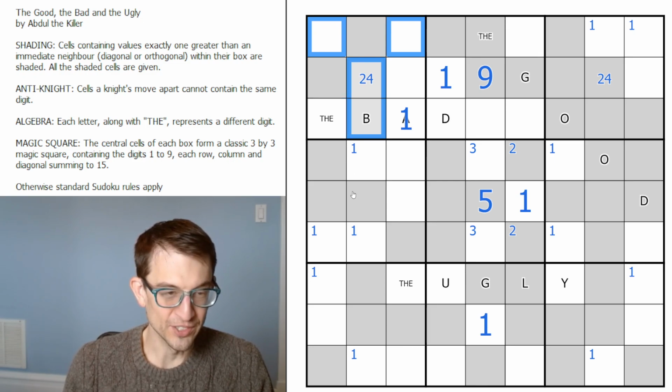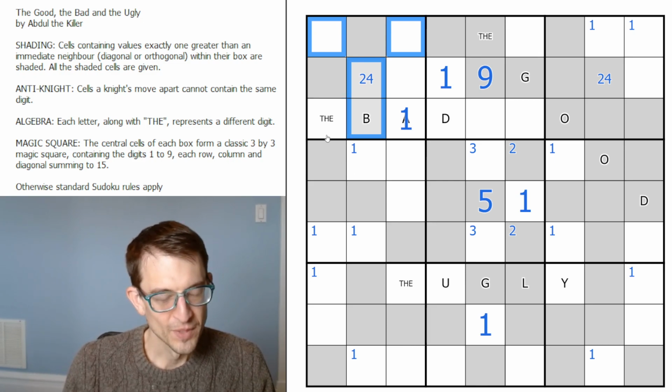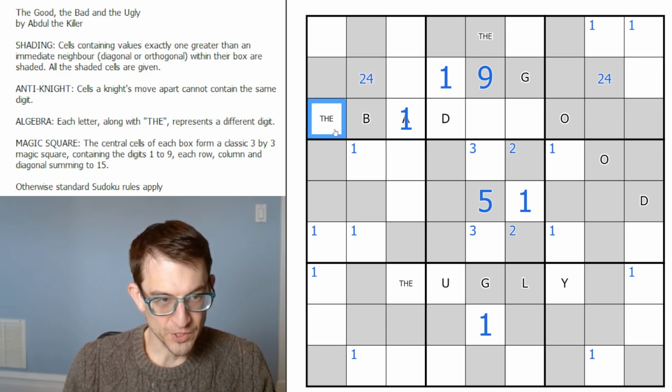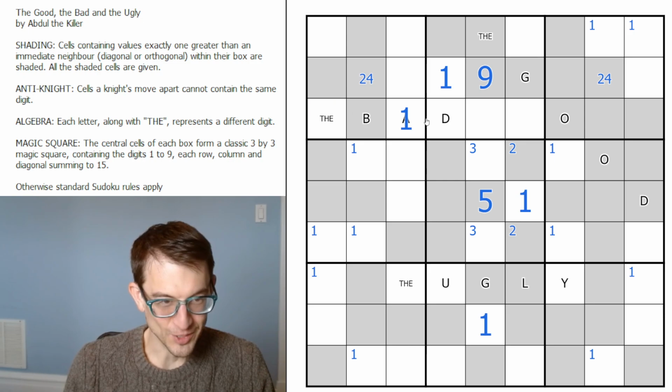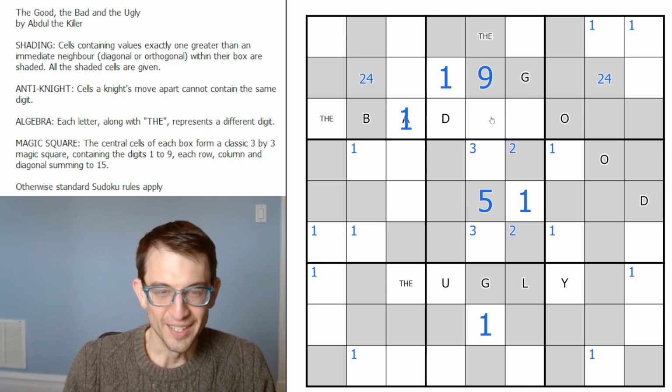Actually, it can't go there, interestingly. The 2 can't go there because if this were 2, this would be 2, and it's... oh, no, actually, that's fine. No, so the 2 could go there. Okay, so where is the 2? I'm not sure. Maybe we'll figure that out in a bit. Well, maybe the 2 over here.